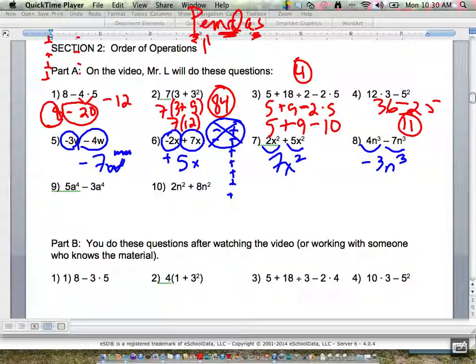All right, let's take a look at number 9. I have 5 8⁴, and I take away 3 8⁴. Talk to me. What do I have? 2 8⁴. That's it. It's so simple. It's hard. You're good at it. No, I get it.